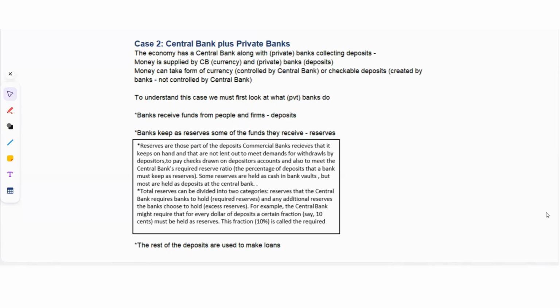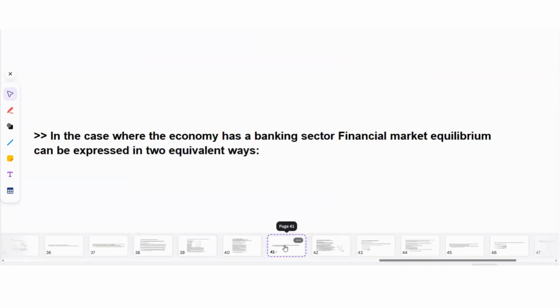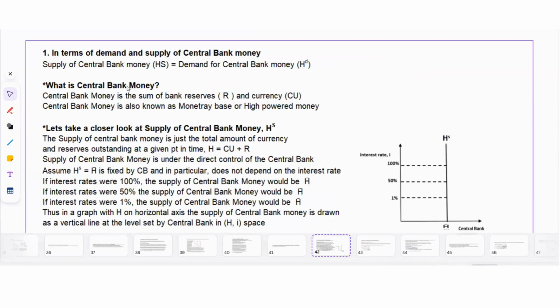We're looking at financial markets, where we're talking about the case where the economy has a central bank along with private banks collecting deposits. So in this case, we said a financial market equilibrium can be expressed in terms of demand for central bank money is equal to supply of central bank money. Here we talked about supply of central bank money, where we said we're assuming that the central bank is fixing it at H bar. So in the HI plane, it's drawn as a vertical line at the level set by the central bank.